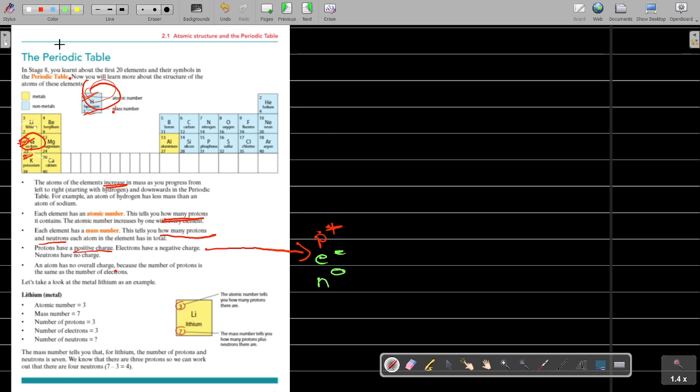An atom has no overall charge. This is a very important sentence. An atom has no overall charge because the number of protons is the same as the number of electrons. I'll explain this in detail. Now, for example, the heading is: an atom has no overall charge.